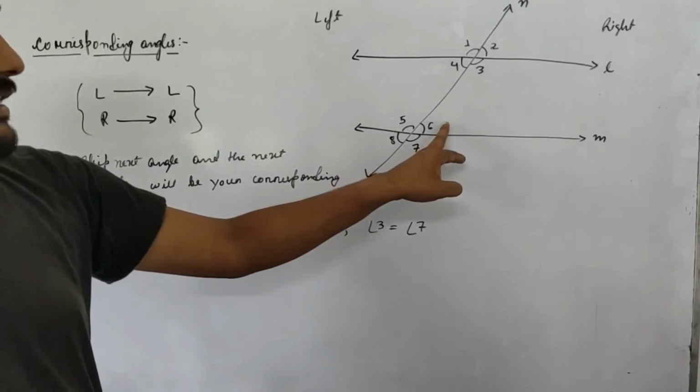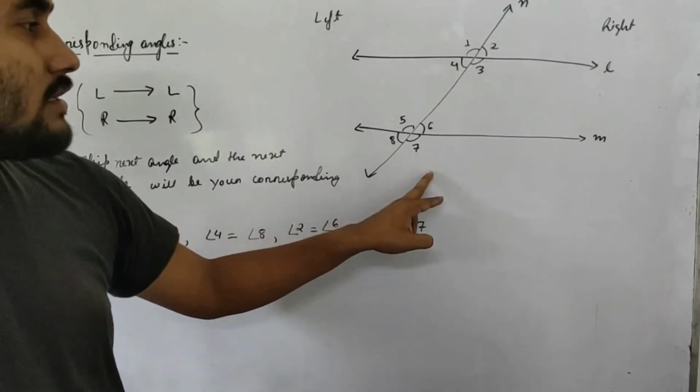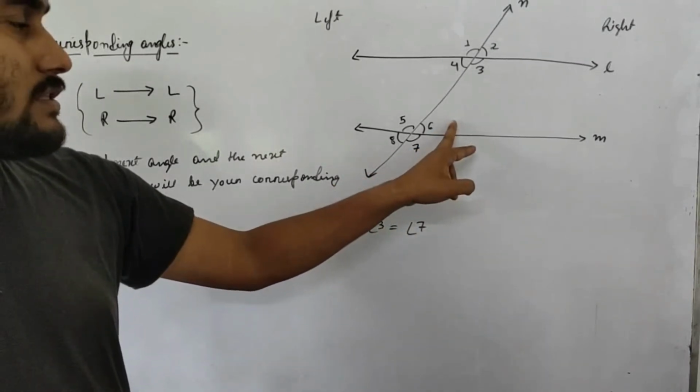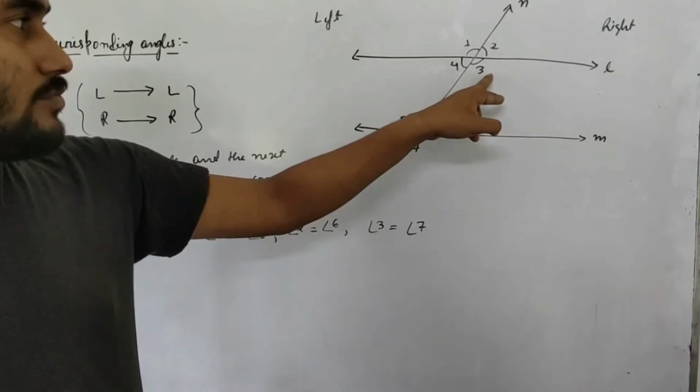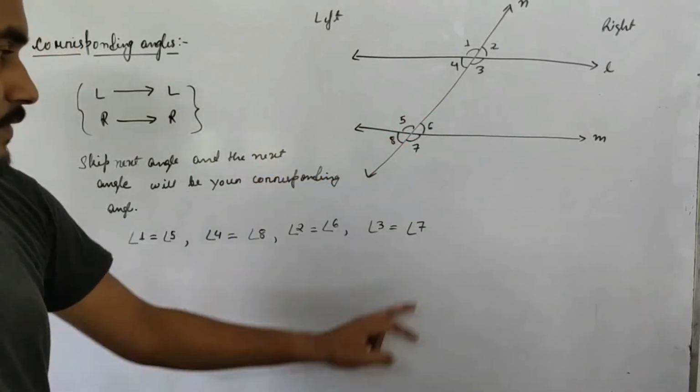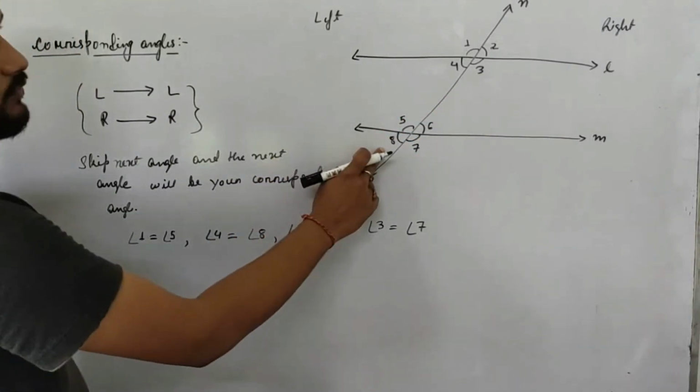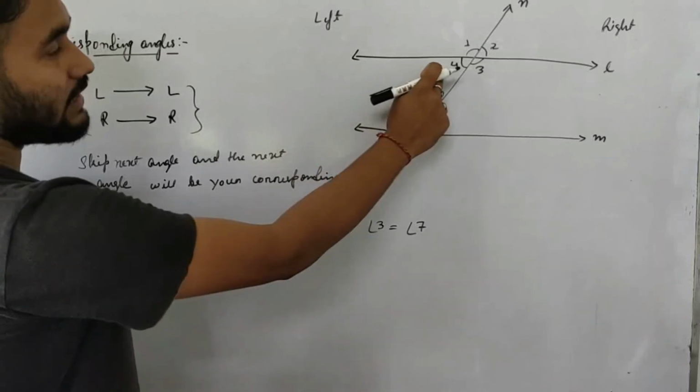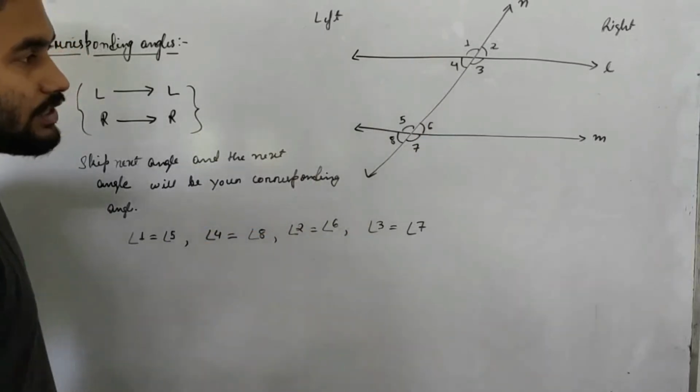You will skip the next angle. See, it is on the right side, so the next right-side angle you will skip, and then that one will be your what? Corresponding angle. Means with 7, what? 3. With 7, 3. With 8, what? This angle I will skip. With 8, 4 is your corresponding angle.